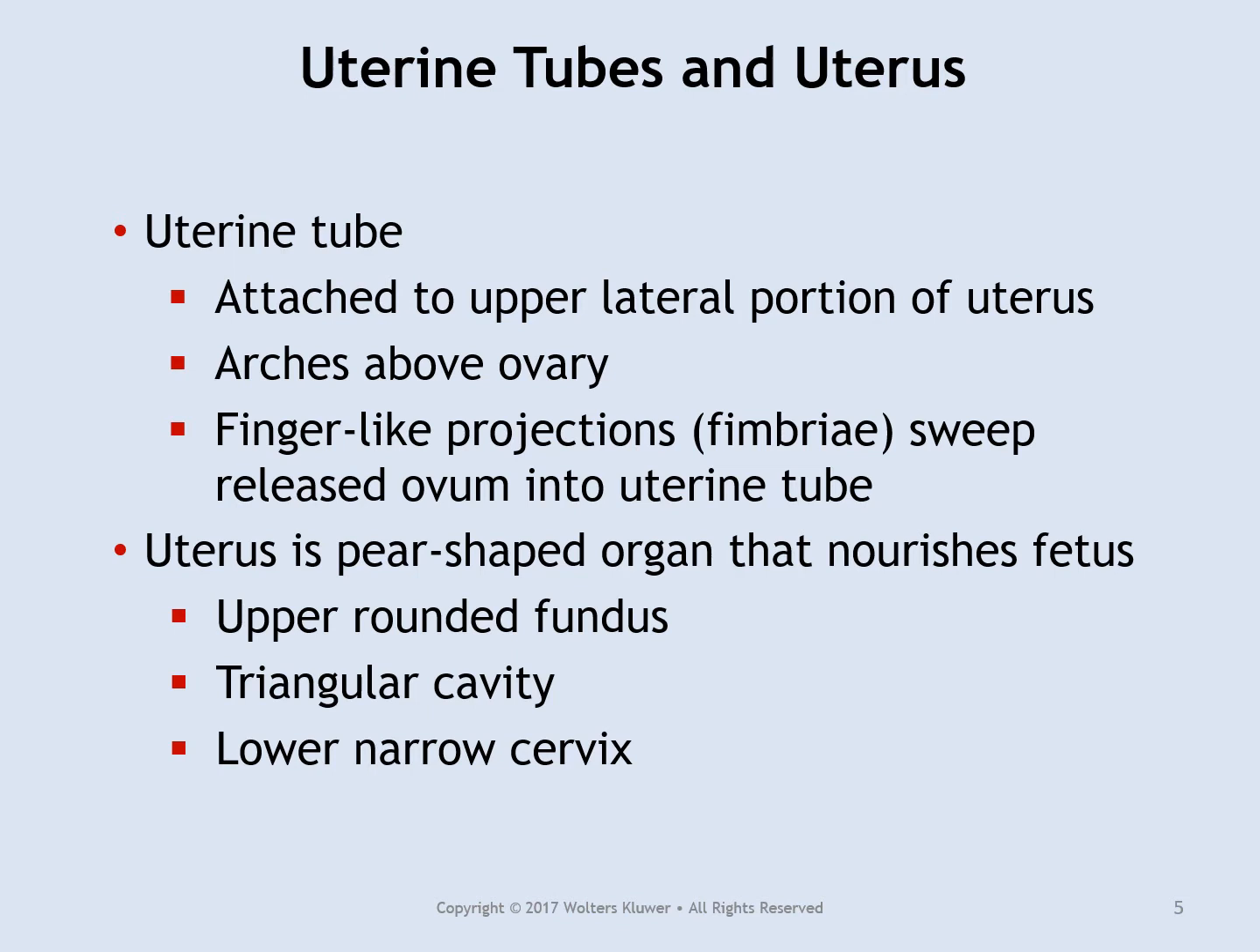So the uterine tube we just took a look at is attached at one end to the uterus, and there are arches above the ovary with those projections or fimbriae that have cilia that sweep the ova into the uterine tube. And the uterus itself is a pear-shaped organ where the fetus implants and is nourished during pregnancy. And it's triangular in shape as well, with the cervix at the bottom end.